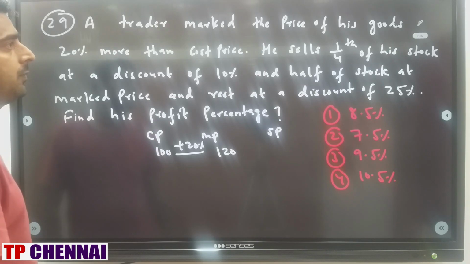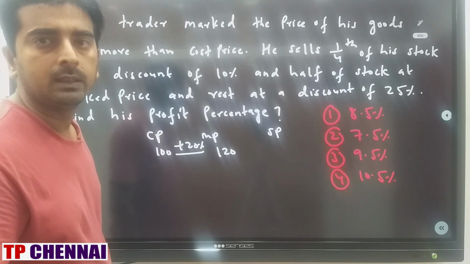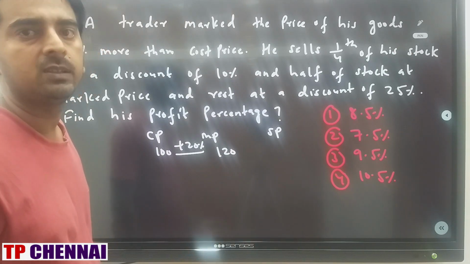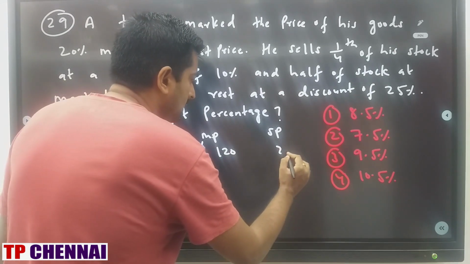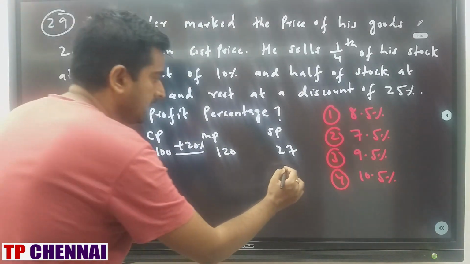Now they are saying that 1/4 of his stock at a discount of 10%. What is 1/4 of 120? 30, 10% discount is there. That means 3 we have to subtract. So this is 27. Half of the stock, 60 at 60 only.